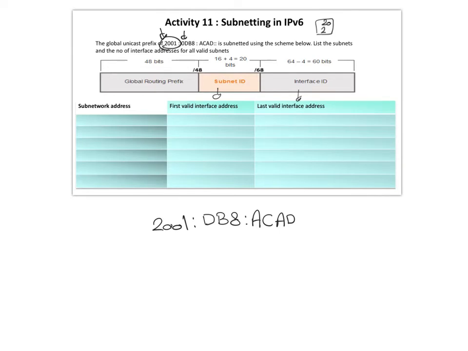So from this, we are requested to subnet. And the subnet here is 20 bits. That's a little bit annoying, because we know that one hextet is, in fact, 16 bits. So the subnet will occupy one full hextet and one hexadecimal digit here, okay? And the rest is going to be for the interface ID.